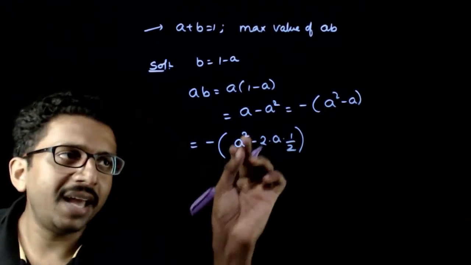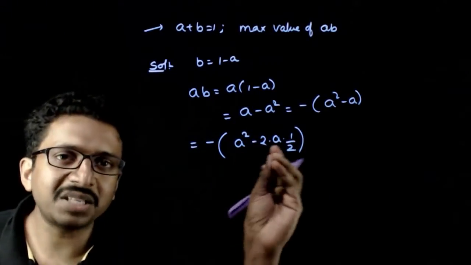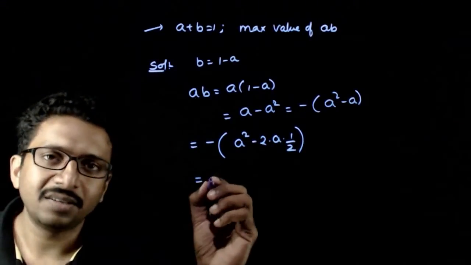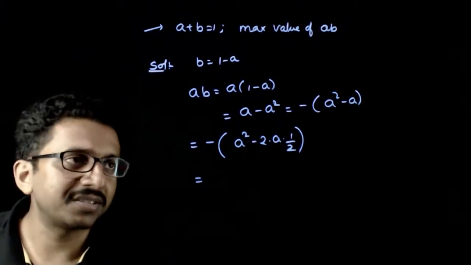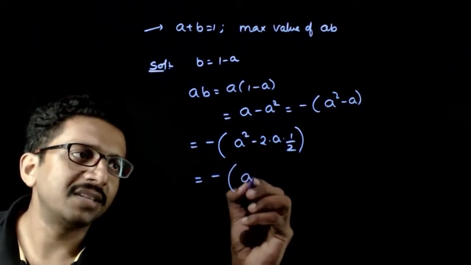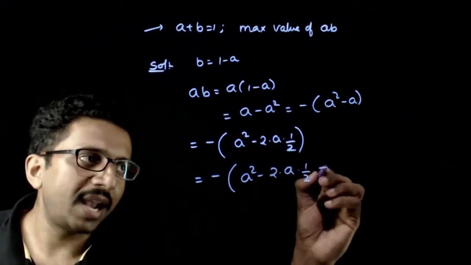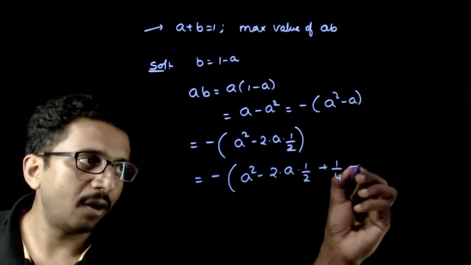So does it look like a square minus 2ab? So we have a b square term adjoining this, so this becomes a perfect square. The method that I am going to use is called the method of completion of squares. So minus of a square minus 2 times a times 1 by 2. I will add 1 by 2 whole square, that is 1 by 4. If I add, I also have to subtract it.